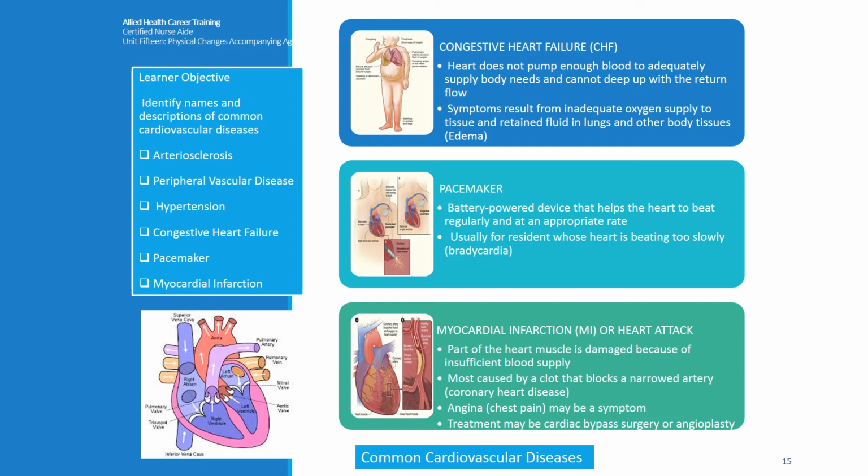So treatment can be a cardiac bypass surgery or angioplasty. Now, the treatment needs to be done very, very quickly. So if one of your residents says, I can't breathe, I am having chest pain, that is a drop everything and find the nurse. Or if you work in assisted living or home plus, drop everything and call the nurse if your resident is complaining of chest pain. Now, chest pain may be from multiple different other things. However, that's not your job to determine what's causing the chest pain. Your job is to get the resident to somebody that can determine that.